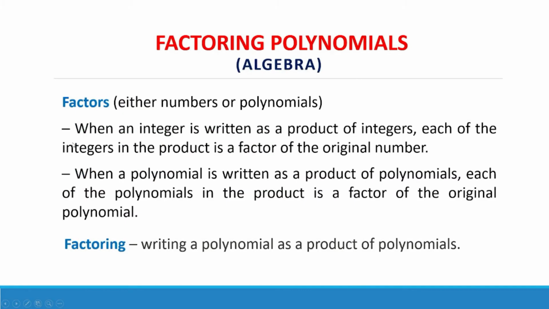Factoring polynomials. Factors, either numbers or polynomials. When an integer is written as a product of integers, each of the integers in the product is a factor of the original number. When a polynomial is written as a product of polynomials, each of the polynomials in the product is a factor of the original polynomial. Factoring: writing a polynomial as a product of polynomials.